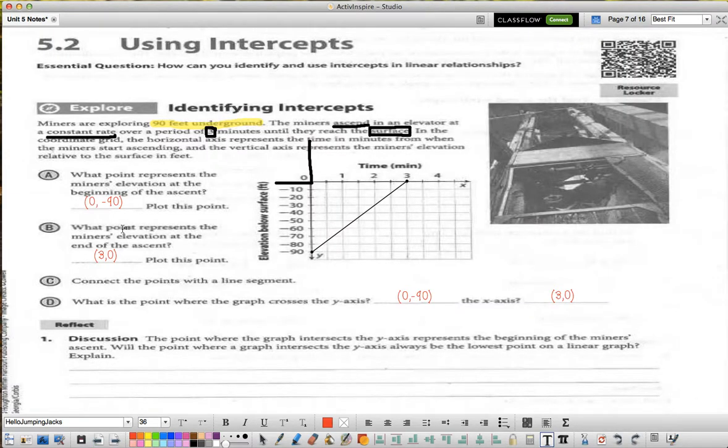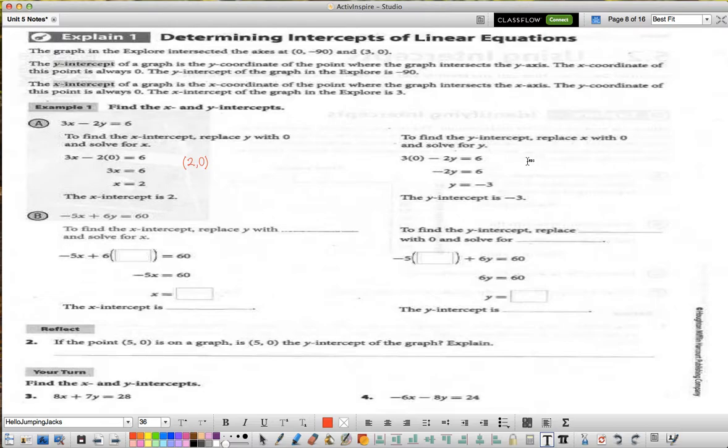Again, look at your point. This is what y is, so y was -90 when x was 0. And when you go through and solve, you get that when x is 0, y is -3. So let's go ahead and try this.